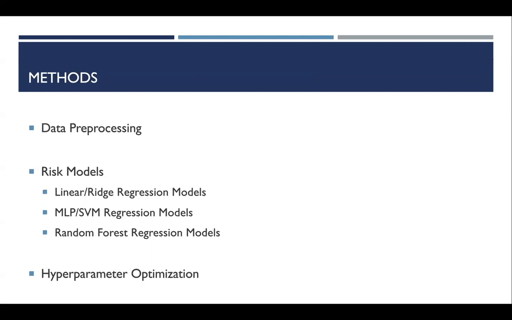For our proposed approach, we took our methods and divided them into three major steps. The first is data preprocessing, where we acquired the data, cleaned it up, and divided it into training and testing sets. Then we applied this data to our risk models, where we performed analysis on three different classes of models: linear models, more complex models, and an ensemble training model. And lastly, we looked at hyperparameter optimization for our more complex regression models.